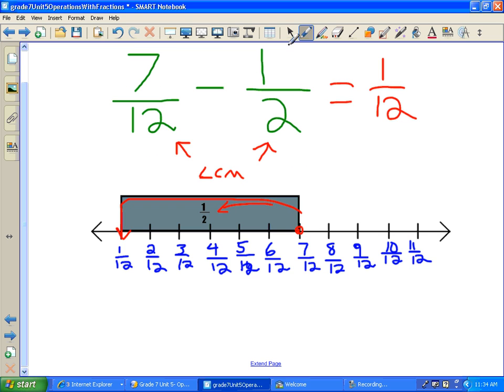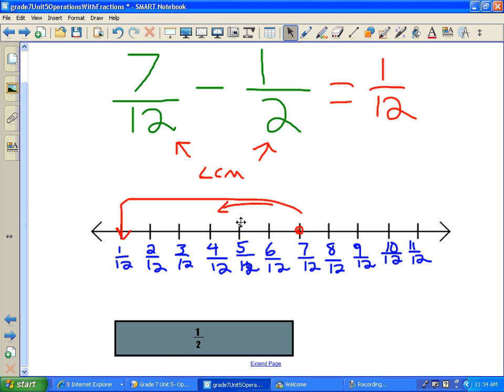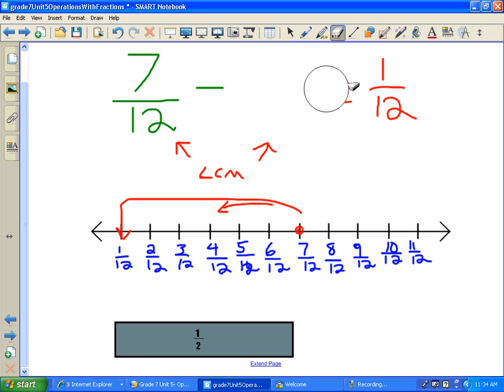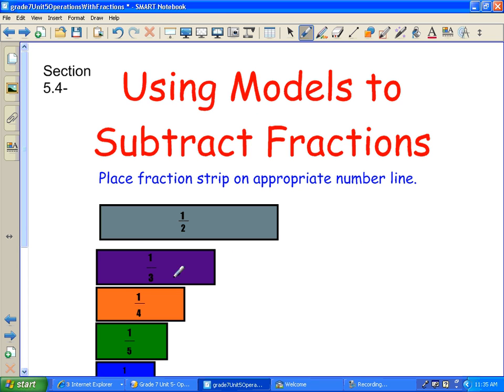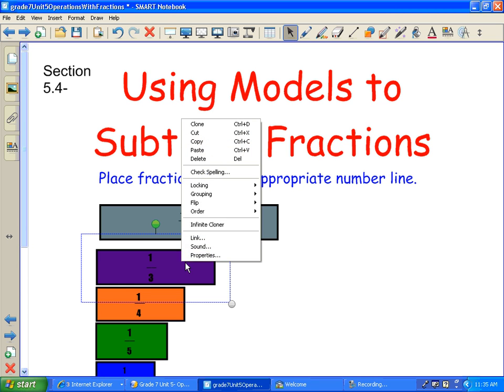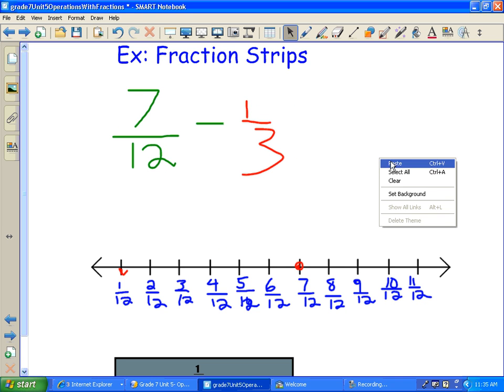I could change this one. Let's say I wanted to go back here, and instead of 1/2, I'm going to say it's 1/3. Let's see what we can do. So subtract 1/3. This is no good. This is 1/2. So I'll have to go back and get a third fraction strip. So I'll copy that, and I'll paste it.